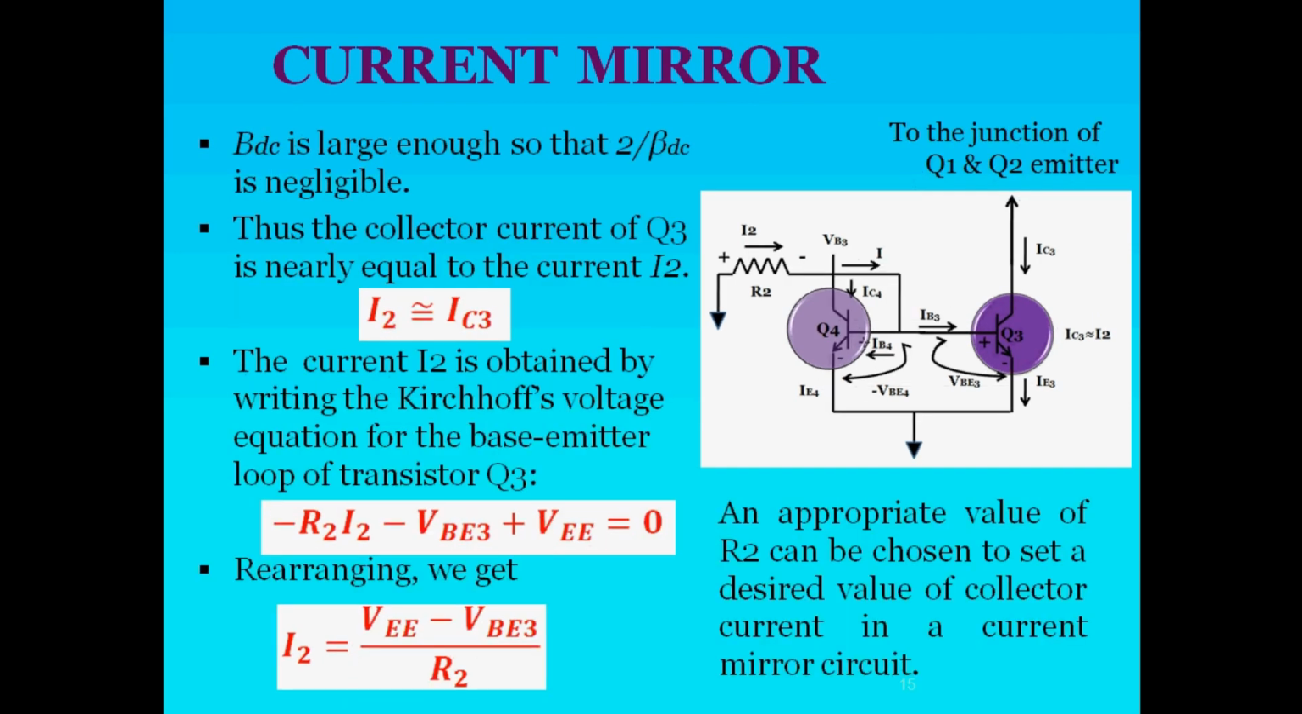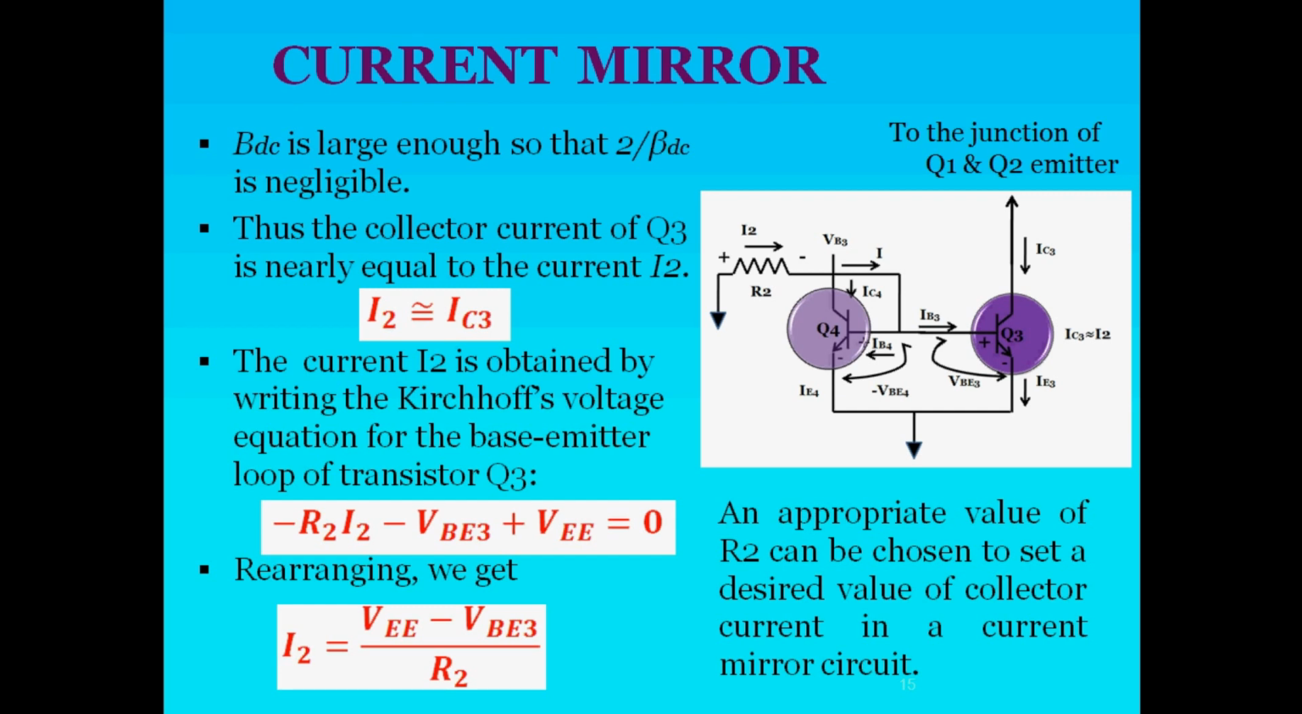Thus the collector current of transistor Q3 is nearly equal to the I2 current. I2 is approximately equal to IC3. The current I2 is obtained by writing the Kirchhoff's voltage equation for the base emitter loop of the transistor Q3. How can we write the equation for current I2? I2 is the current flowing, so we can write the voltage drop at this point minus the voltage drop at this point, divided by resistor R2, is my I2 current.